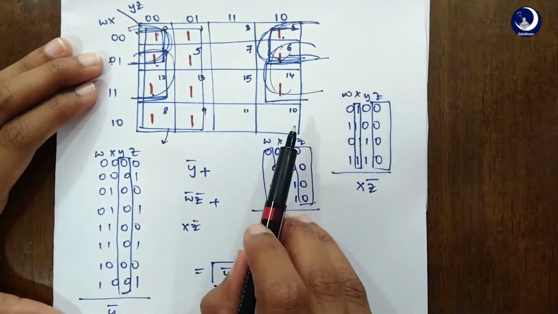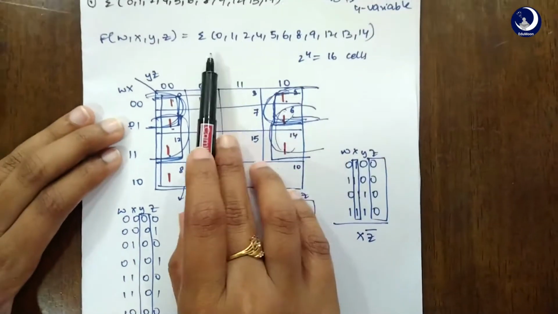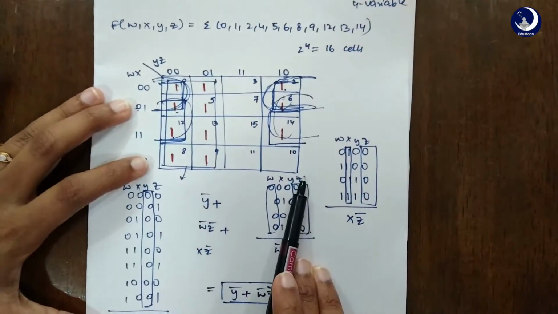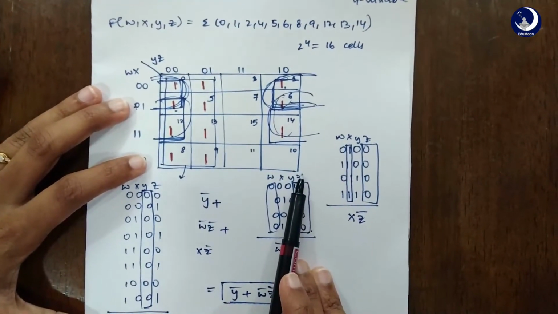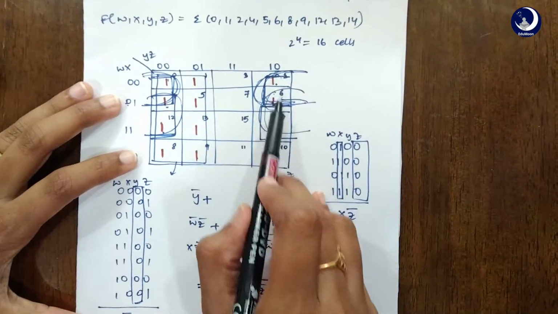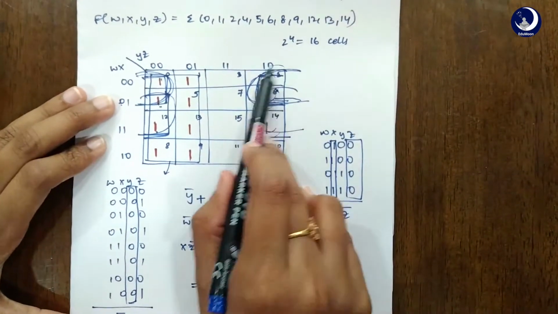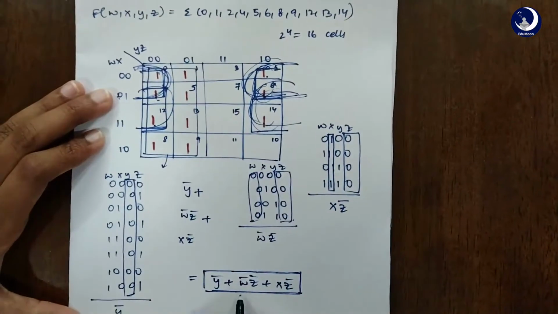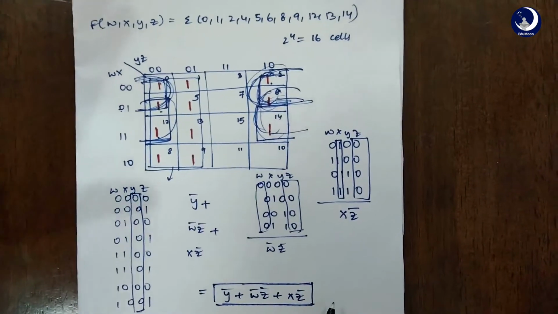See, there's nothing to confuse here. After marking all the ones into this table, we will consider the largest group that is possible. So instead of taking these two individual pairs, if we consider a quad, you will have much fewer terms. So this is done with the first example.